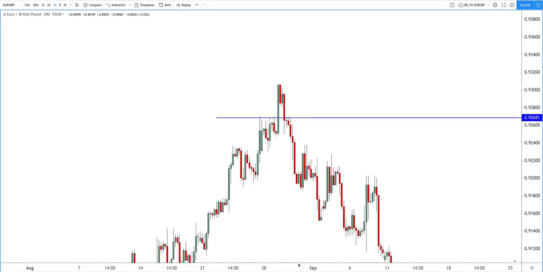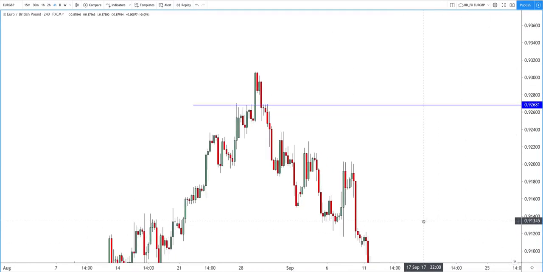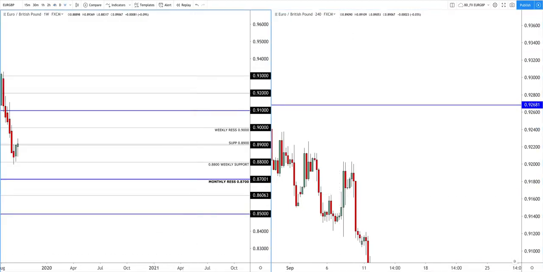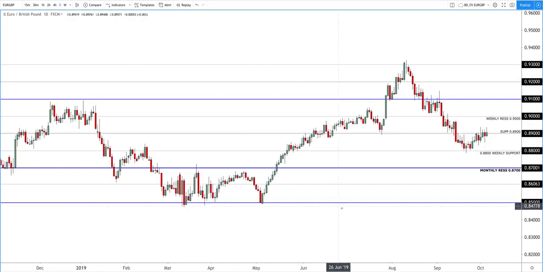Obviously, seeing these things react off key levels of support and resistance or a trend line heightens the power of it even more. So seeing it just like this is great, but if you see it react off a support or resistance, let me go back to our actual chart. I'm sure that we actually did see something like that.